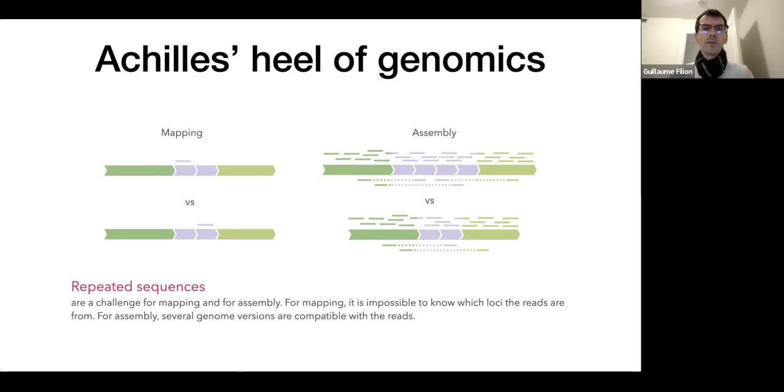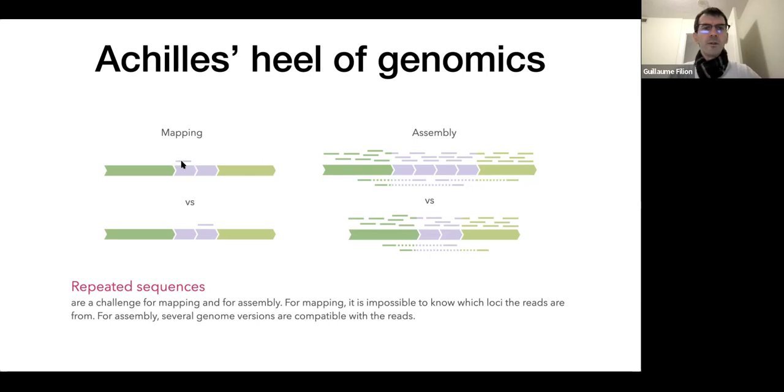Now we're going to focus a little bit on the method. How do you study these repeats, and why does it matter that they're repeats? So repeats are the Achilles heel of genomics because they cause all sorts of problems. Repeated sequences are a challenge for mapping and for assembly. For mapping, it is impossible to know which loci the reads are from, and for assembly, several genome versions are compatible with the reads.